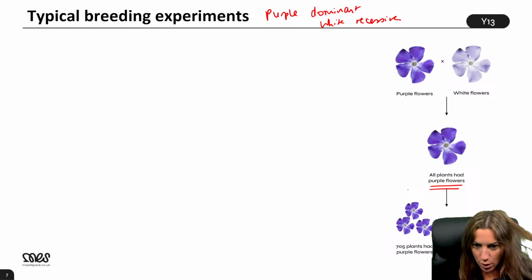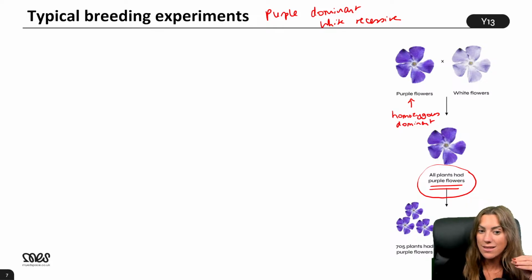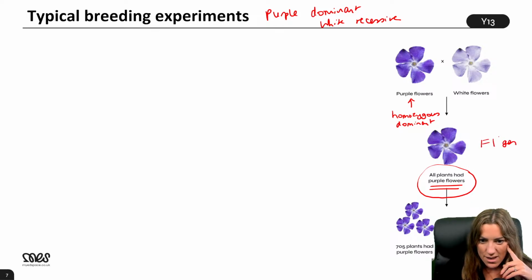How do they know a parent is heterozygous and not homozygous dominant? Well, if you have a look at this one, for example, Saya, all the plants produced had purple flowers. That tells me that this parent plant must have been homozygous dominant, because if that parent plant was heterozygous, then we could have produced some white flowers in that first generation. Does that make sense?